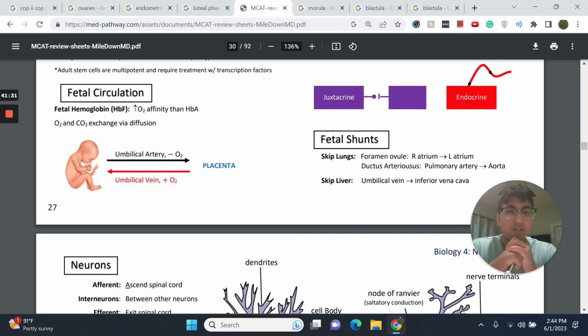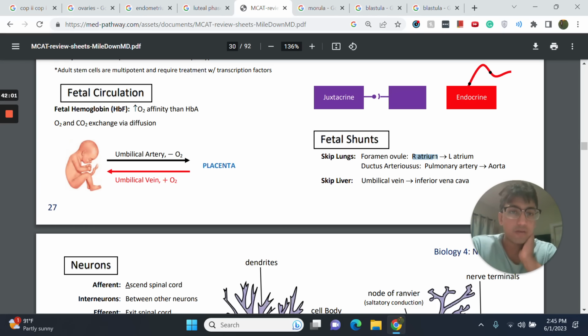So how does it skip the lungs? Because the lungs are essentially full of fluid. It's not actually containing oxygen. It's not breathing in or anything. So it has to skip the lungs, and that's through the foramen ovale. It also skips the lungs through the ductus arteriosus. The foramen ovale goes from the right atrium to the left atrium, and so it basically completely skips the lungs. And the ductus arteriosus goes from the pulmonary artery to the aorta, which again is skipping the lungs. So it's a right to left shunt.